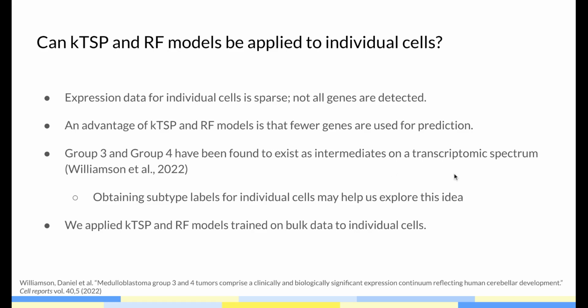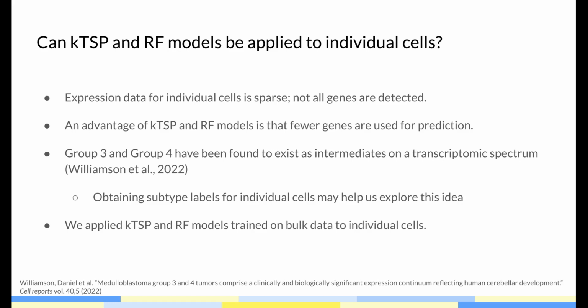Now we want to look at, can KTSP and random forest models be applied to individual cells? We know that expression data for individual cells is sparse. Not all genes are going to be detected. An advantage of these KTSP and random forest models is that fewer genes are used for prediction. Group 3 and Group 4 have also been found to exist as intermediates on a transcriptomic spectrum. Obtaining these subtype labels for individual cells may help us explore this idea even further.